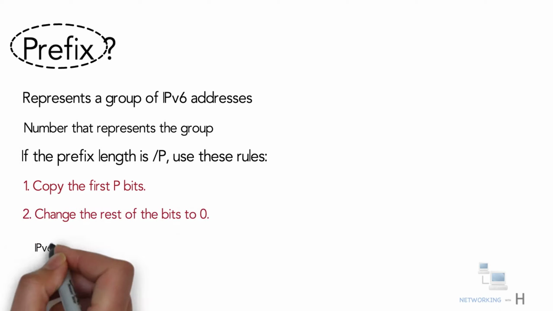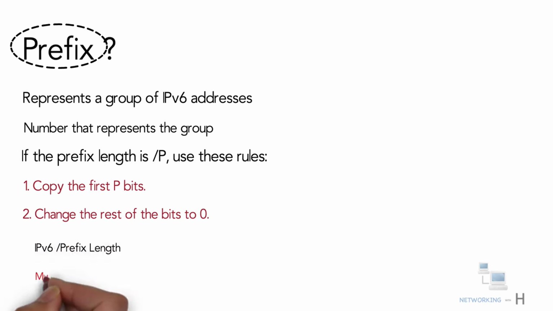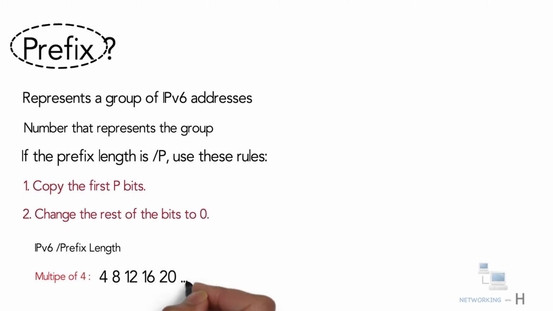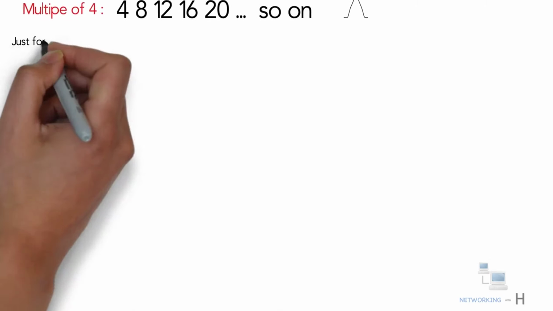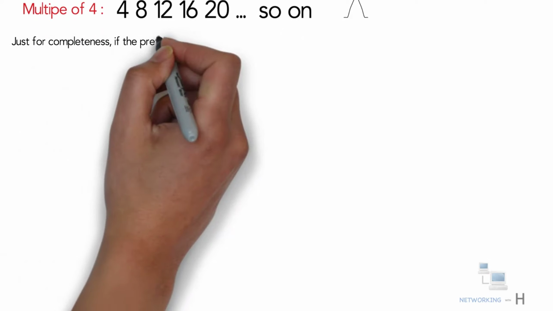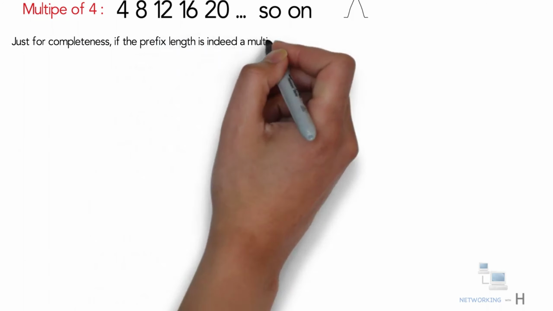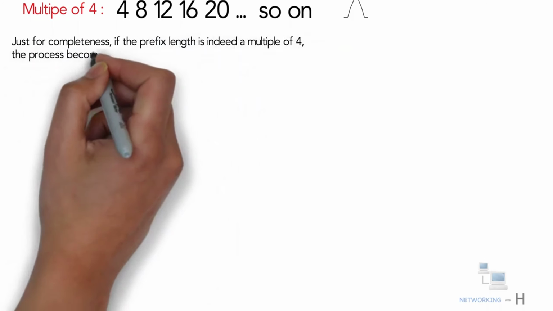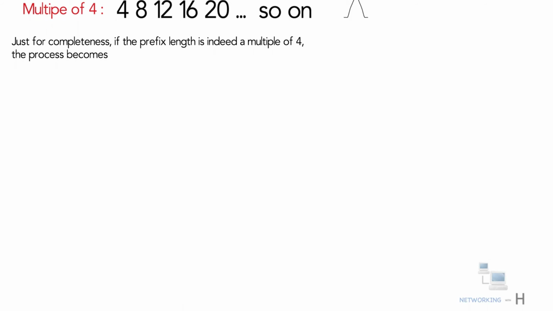When using a prefix length that happens to be a multiple of 4, you do not have to think in terms of bits, but in terms of hex digits. A prefix length that is a multiple of 4 means that each hex digit is either copied or changed to hex 0. Just for completeness, if the prefix length is indeed a multiple of 4, like an example with a prefix length of 64, the process becomes as follows.